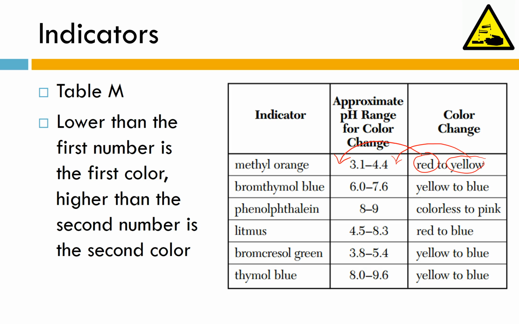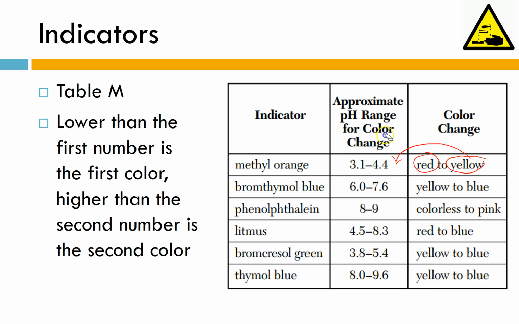You might be wondering, what's going on in that 3.1 to 4.4 pH range? That's where the indicator is changing color. In the case of methyl orange, it's very likely that it's going to be orange at this point. So usually what we would do is add our methyl orange, or any indicator, to our solution, and we'd wait for the color to change. We'd want it to go from red to yellow. Just to do another one, thymol blue is yellow at a pH of 8 or lower. Once the pH is over 9.6, it turns blue. In between, it's probably greenish in color. So that's how this table works.